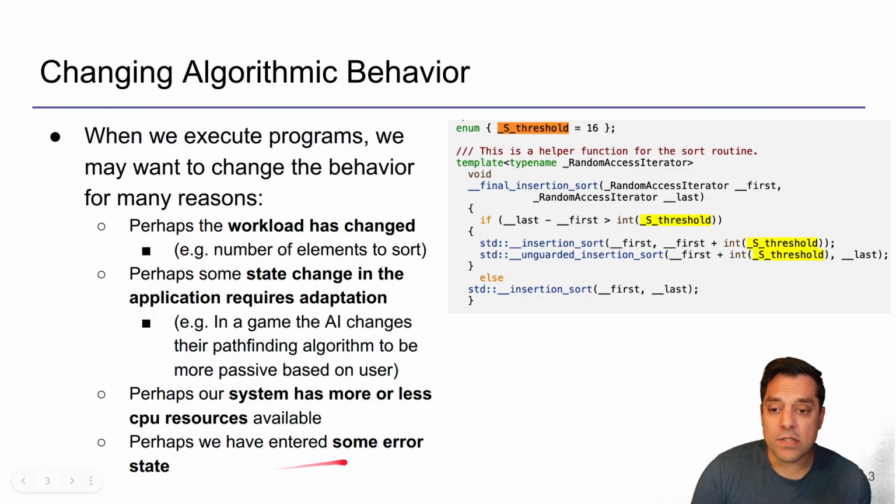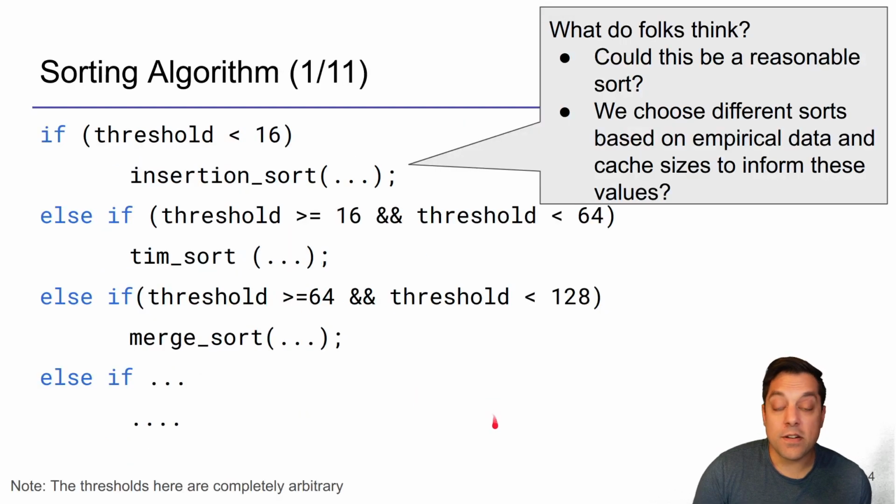And you might also just have some error state that's entered, so you might want to change behavior and start logging things. And that's where, again, you can use the strategy pattern that we're going to learn about today. So here's an example, again, motivating where we're going to want to use this strategy pattern, this ability to change behaviors.